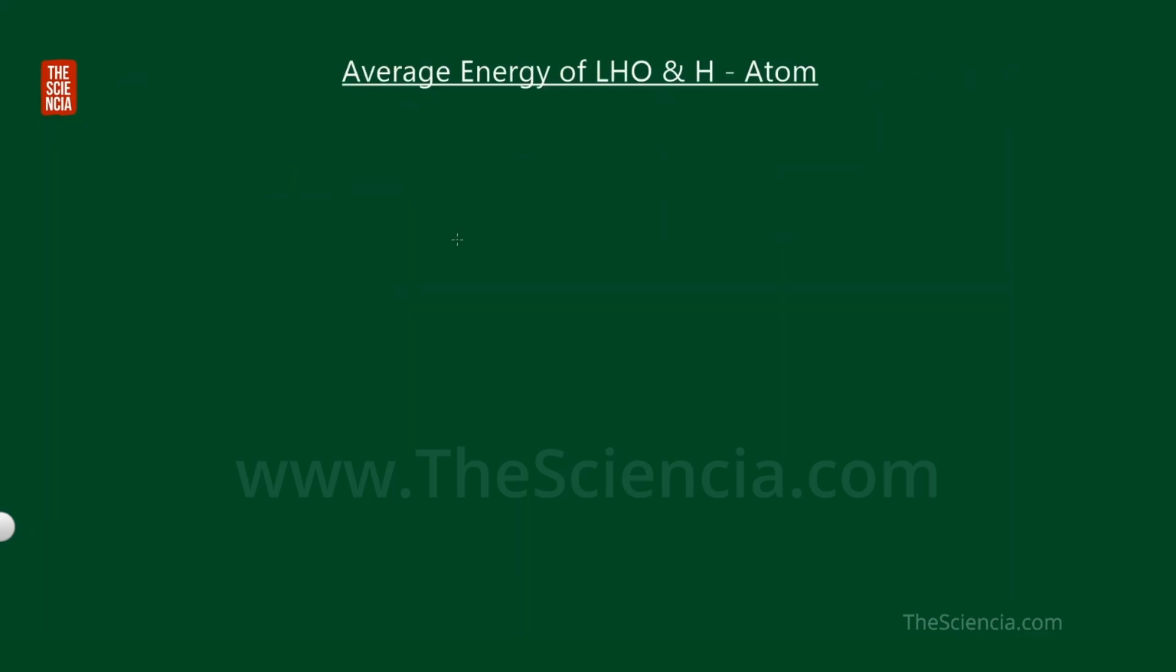Average energy of a linear harmonic oscillator and a hydrogen atom. First we discuss the linear harmonic oscillator, the one-dimensional linear harmonic oscillator. For it, the energy expression is En equal to (n plus half) h cross omega.